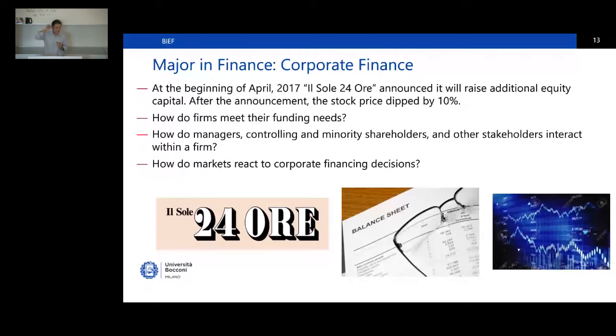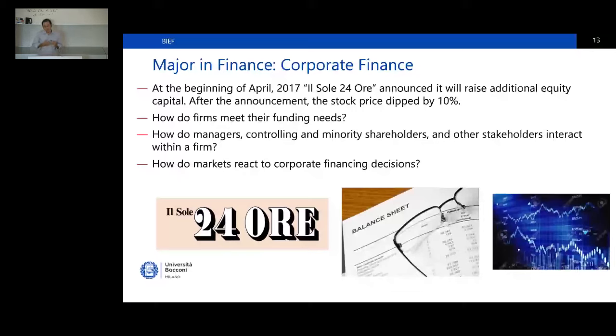The third aspect that this example enables us to think about is what is in the last image and what is behind this drop in the stock price by 10%. So how do markets react to corporate financing decisions? In this example, it is a loss of 10%. But then the question is, is this loss large?